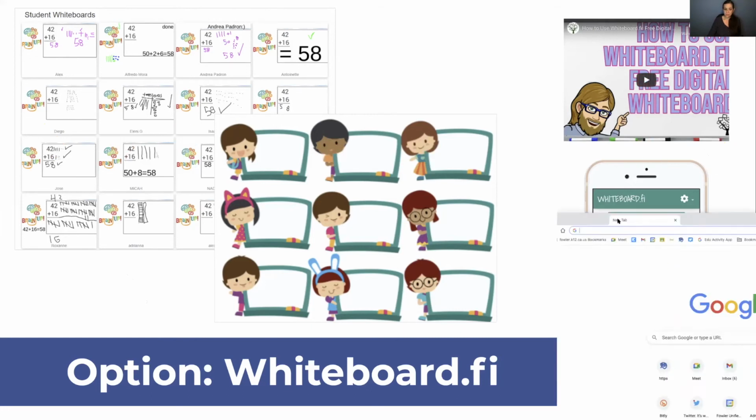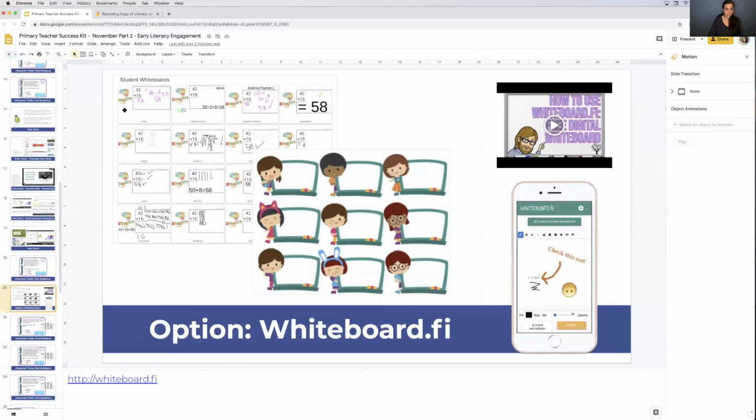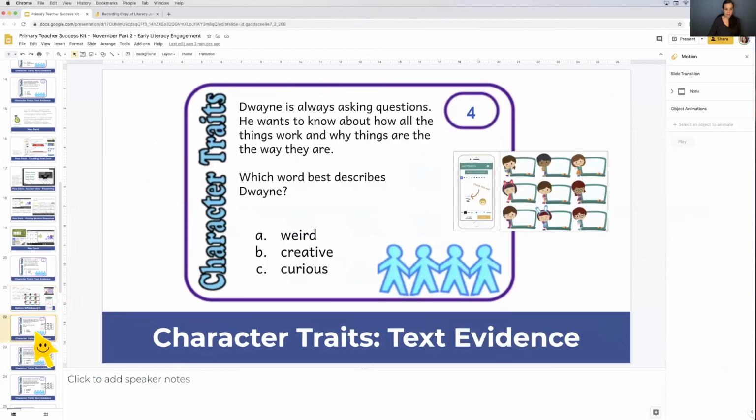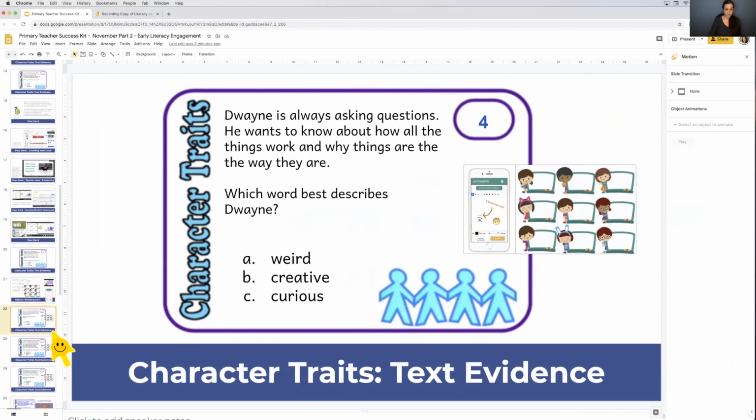So that's what we're going to do right now: we're going to check out a different way to do that same kind of activity. So let's go check it out. We're going to go to a new website, and this one is called whiteboard.fi. We're going to use the same idea, except this time, instead of using Pear Deck to have you engage, we're going to use this tool called whiteboard.fi.